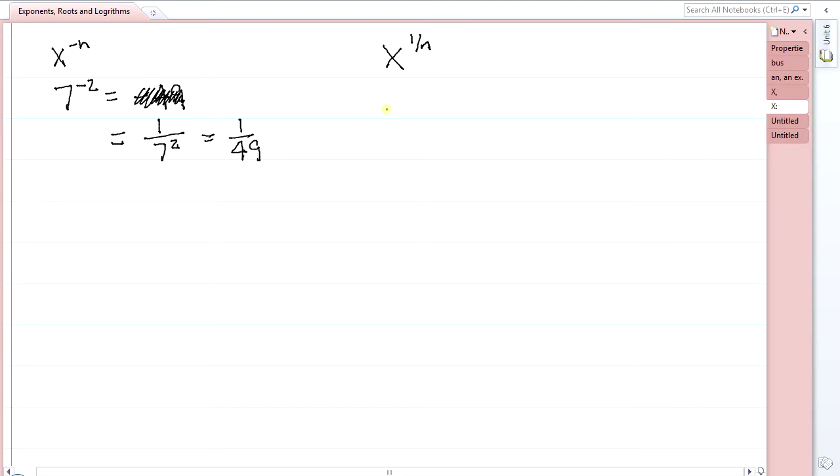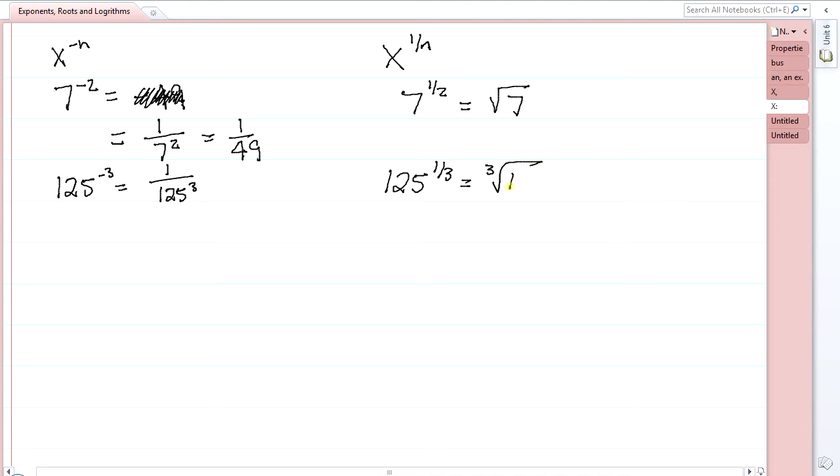If I happen to see 7 to the 1/2, it does not mean move to the denominator. What it means is the square root of 7. Again, if I had 125 raised to the negative 3, what this means is I'll move it to the denominator and write 1 over 125 cubed. 125 raised to the 1/3 means the cube root of 125, and the cube root of 125 would be 5.